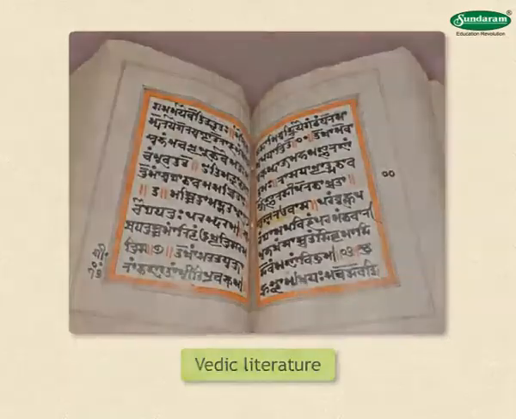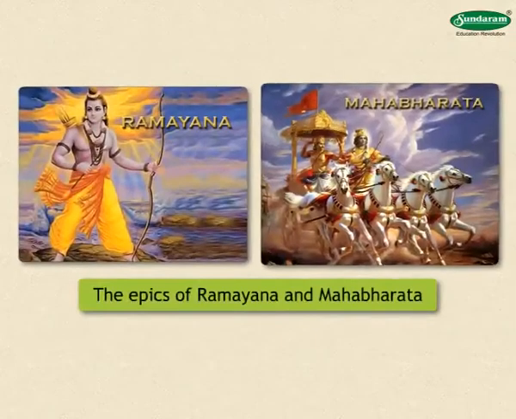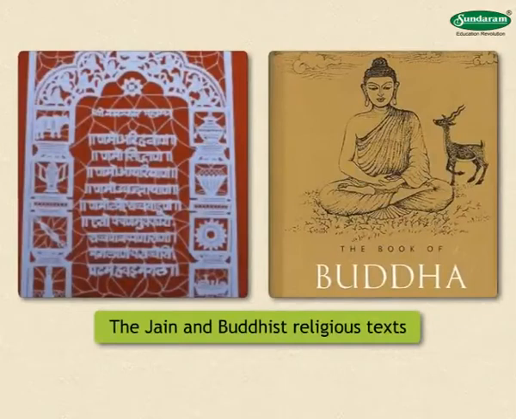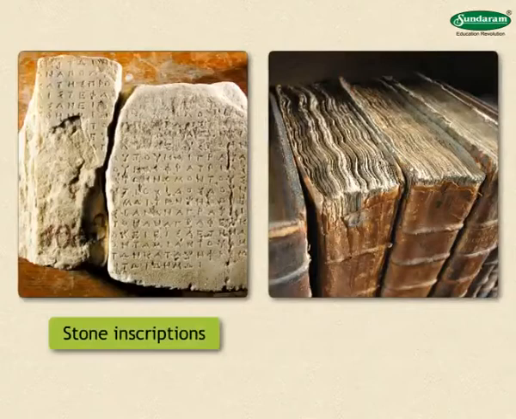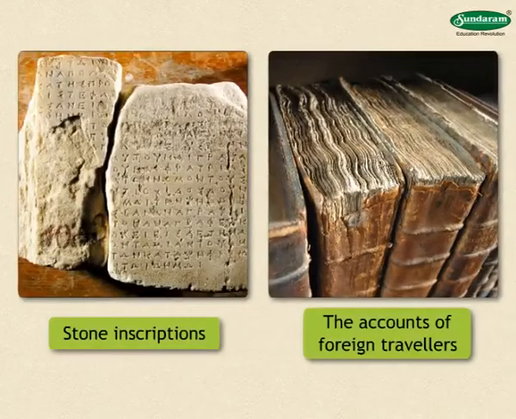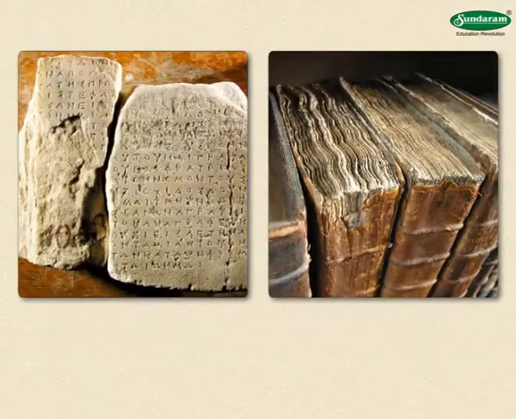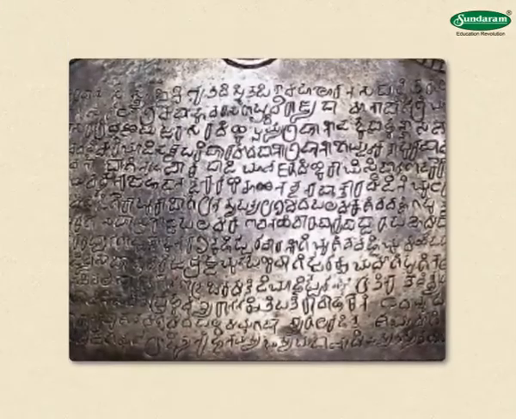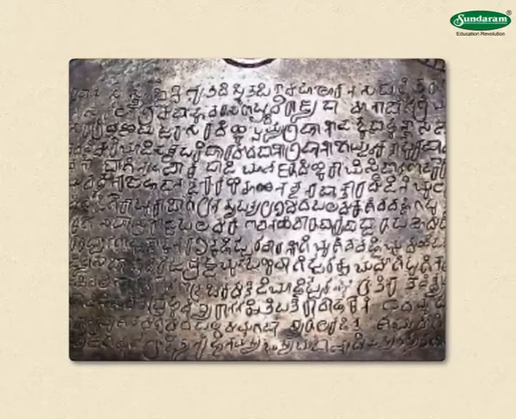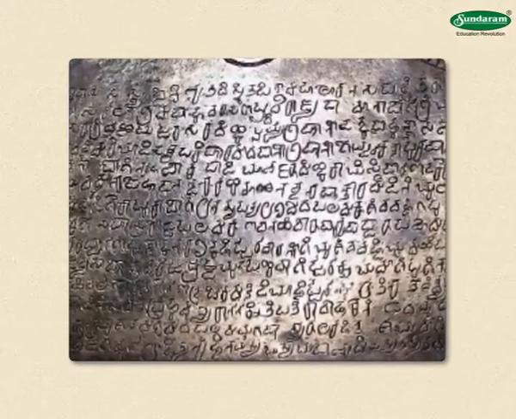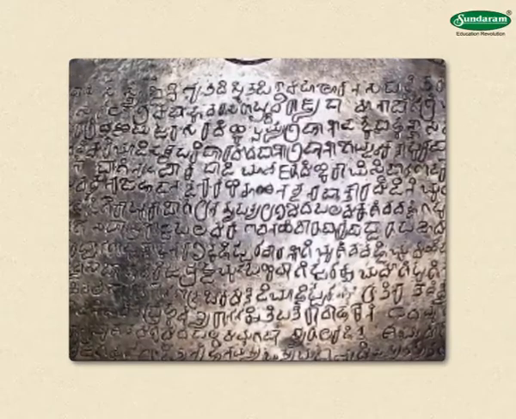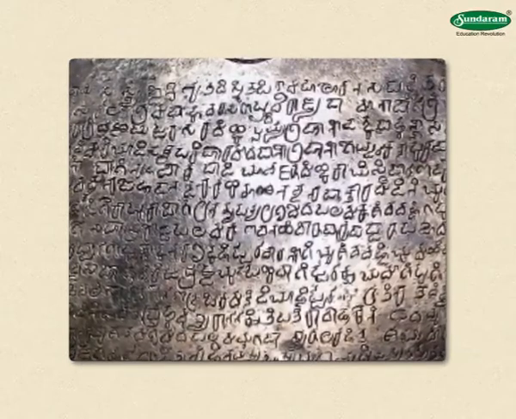Vedic literature, the epics of Ramayana and Mahabharata, the Jain and Buddhist religious texts help us understand the ancient history of our country. Stone inscriptions and the accounts of foreign travelers also prove useful for this purpose. Inscriptions on copper plates bear references to the grants given during the reigns of different rulers. They record the time, place, and occasion when that particular donation was made.